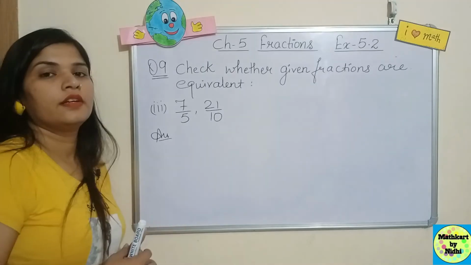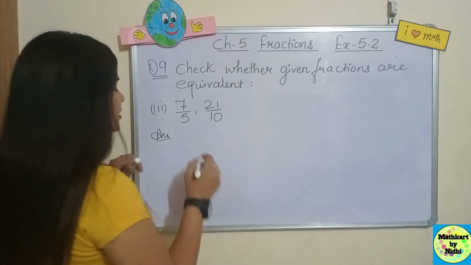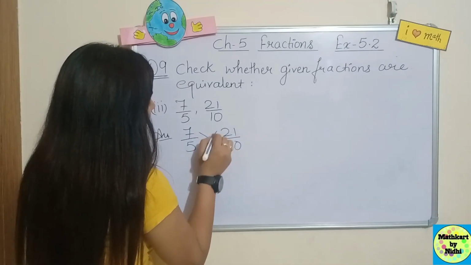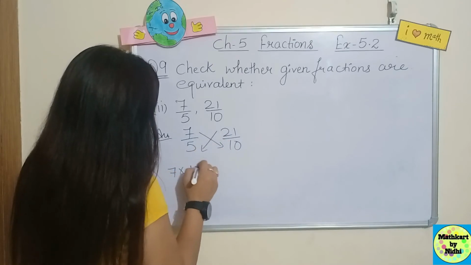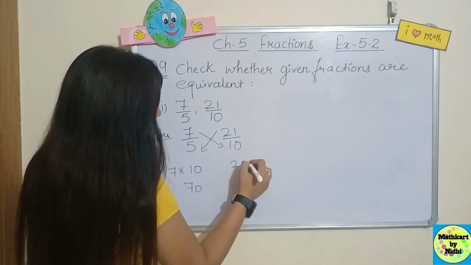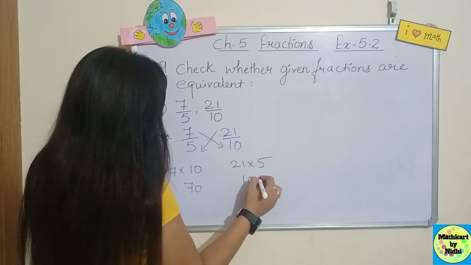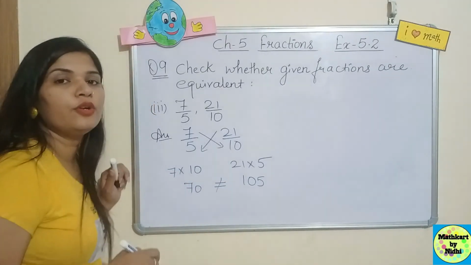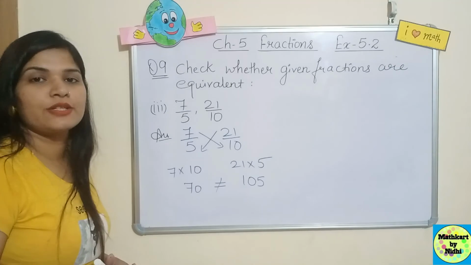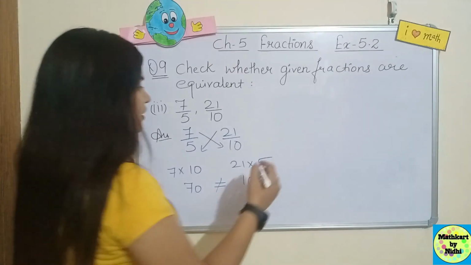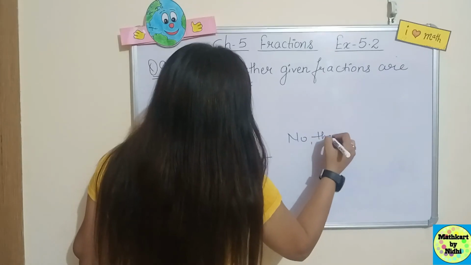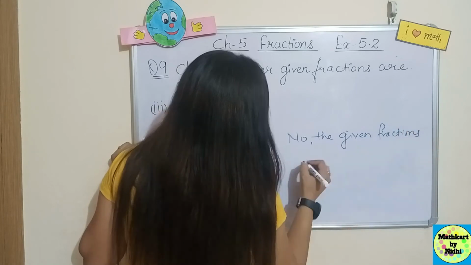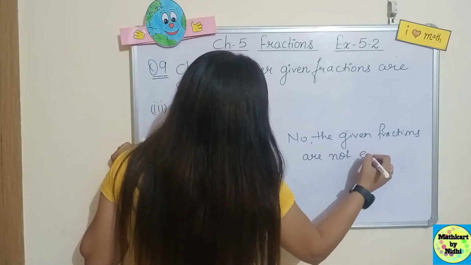Clear? The third part is 7 upon 5 and 21 upon 10. So we'll write down 7 upon 5, 21 upon 10. We are going to cross multiply. 7 multiplied by 10 will be 70 and 21 multiplied by 5 will be 105. Are they equal? No. So they are not equivalent. So we can write down, no, the given fractions are not equivalent.